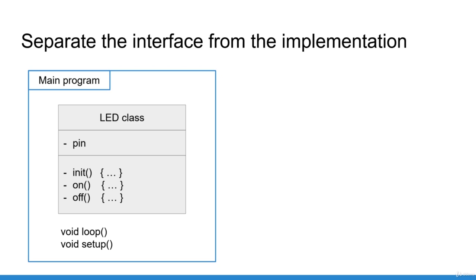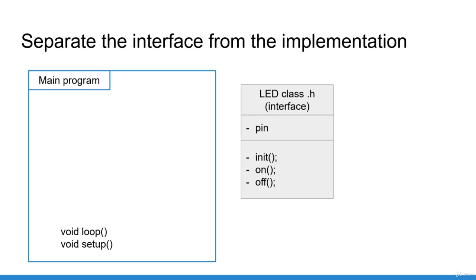And the main thing we are going to do is to separate the interface from the implementation, and also to move the LED class outside of the main program. Okay, so how are we going to do this? As you can see here, this is our main program, what we have built for now. We have the LED class, and then we have the void loop and the void setup. So that's our program for now.